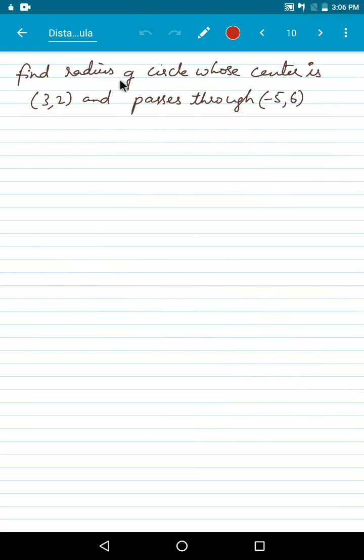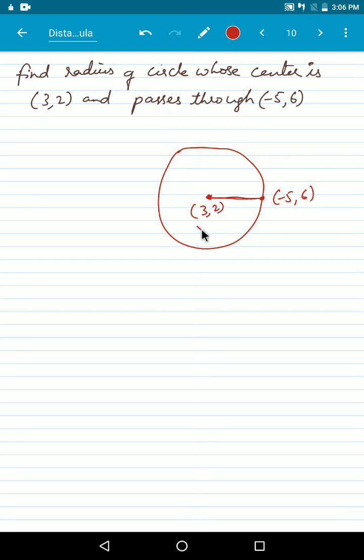Okay. Find the radius of a circle whose center is (3, 2) and passes through the point (-5, 6). Okay, we need to find the radius of a circle. That means we have a circle and the center of the circle is given, 3, 2. This circle is passing through (-5, 6). We need to find the radius. That means we need to find this distance only, right? Distance between these 2 points. Yes or no? Yes. So apply distance formula x1, y1, x2, y2 and find the distance between these 2 points. That will be the radius of the circle.